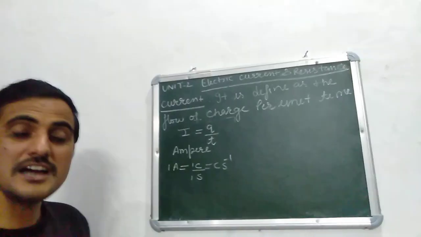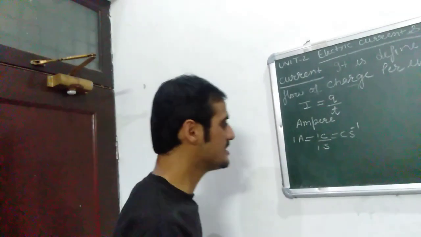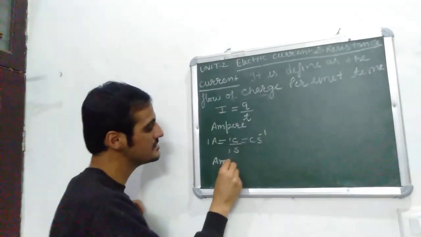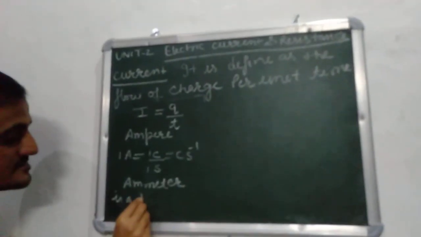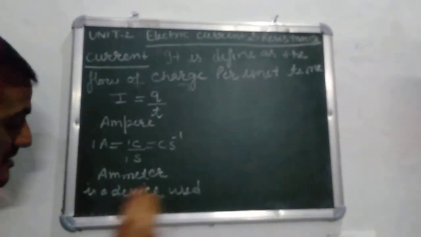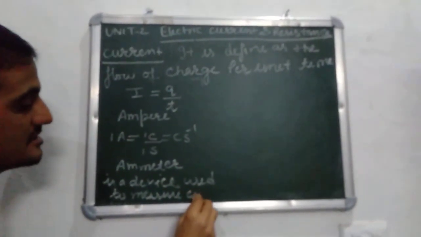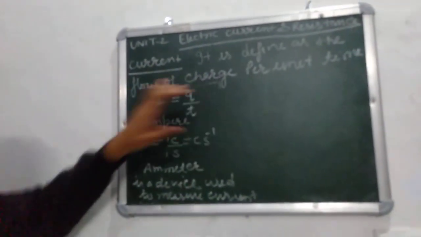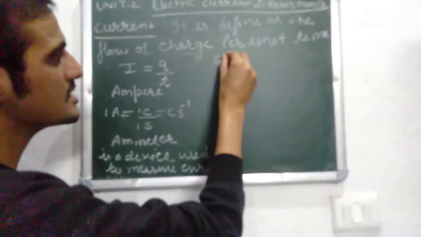And the device which is used to measure current is known as ampere meter. Ampere meter is a device used to measure current. Okay. It is a scalar quantity. Which type of quantity is this? This is a scalar quantity.